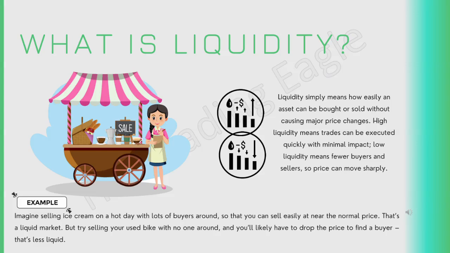Let me give a simple explanation. Imagine selling ice cream on a hot day. You are the owner of the vendor, you are selling ice cream, and it's a very hot day, people really want it. So you have a lot of buyers around. So you can easily sell at near the normal price. You can even add a little bit of amount to it. And that's a liquid market because you have a lot of people willing to buy what you're selling.